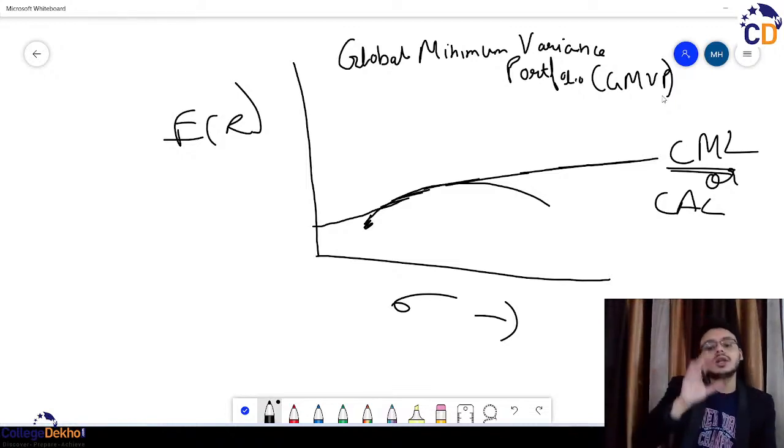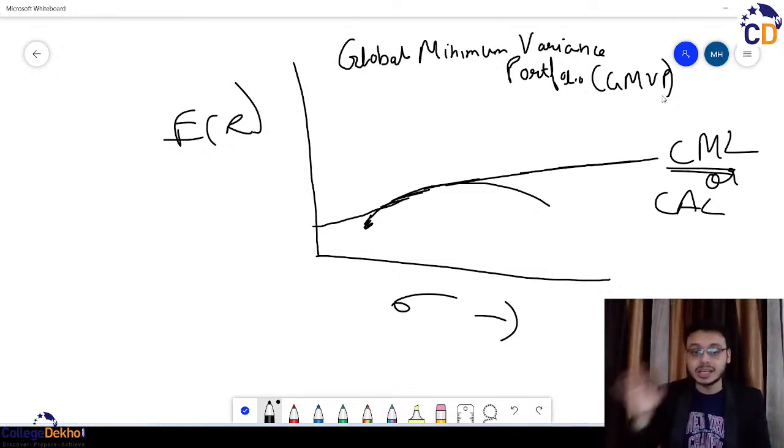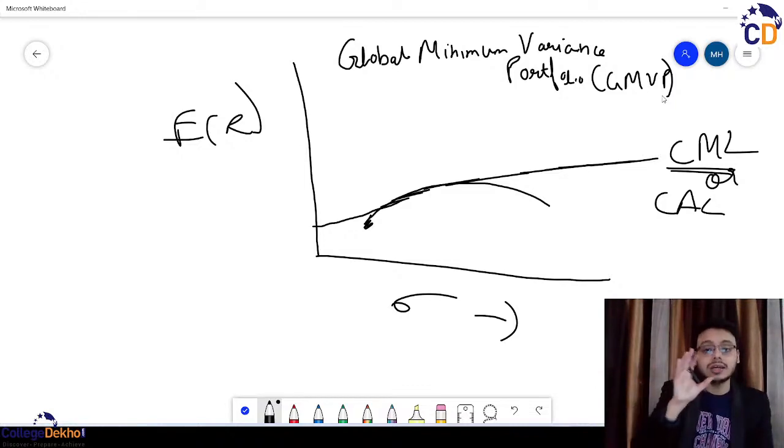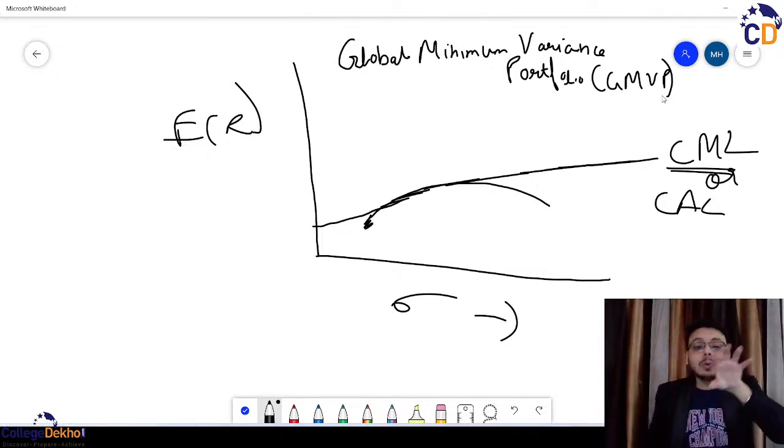Okay. So in global minimum variance portfolio, our emphasis is on lowering the risk to the maximum extent. In this we do not focus much on return. We're just concerned that we have to minimize the risk. And how do we have to minimize risk? By giving appropriate allocation to stocks in your portfolio.